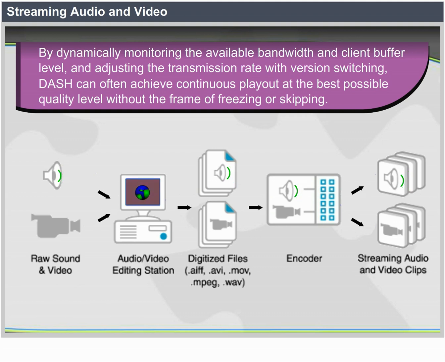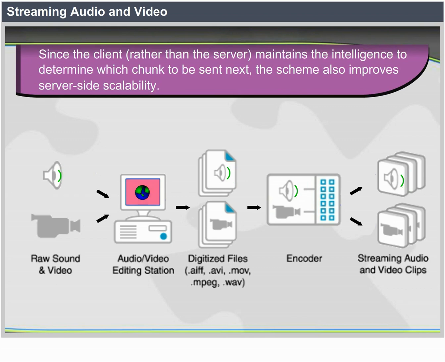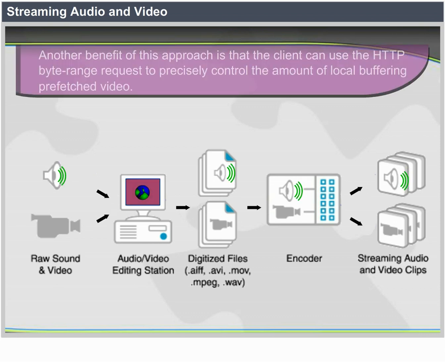Since the client, rather than the server, maintains the intelligence to determine which chunk to send next, the scheme also improves server-side scalability. Another benefit of this approach is that the client can use the HTTP byte range request to precisely control the amount of prefetched video that it buffers locally.